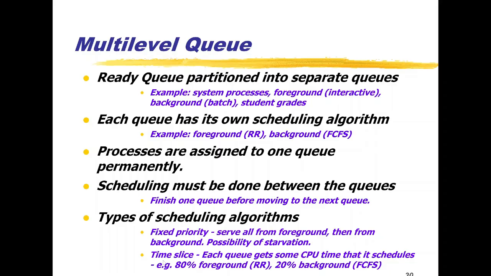Another way of looking at it is using time slice. In time slice, each queue gets some CPU time that it schedules. For example, we can say that the CPU should give 80% of its time to foreground and 20% of its time to background, and that foreground is running on round robin, while background is running on first come, first serve. So definitely, time slice will be allocated to each queue to be executed.